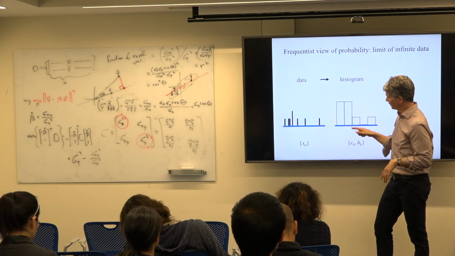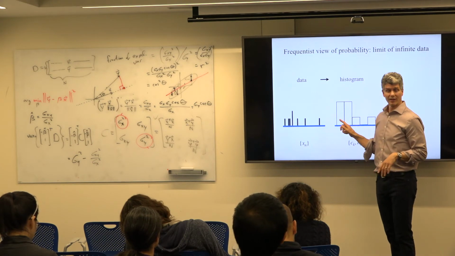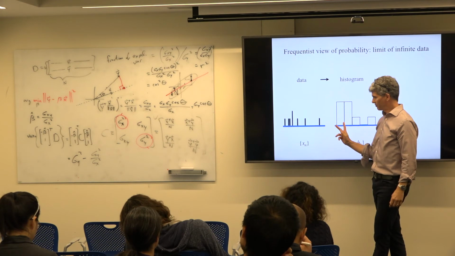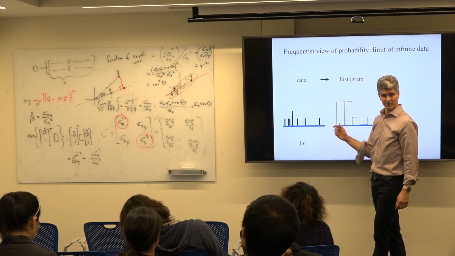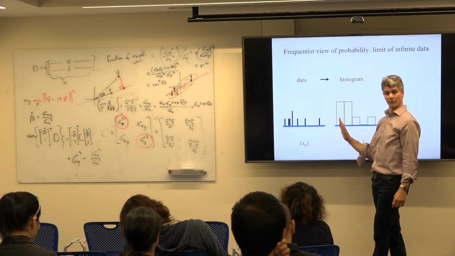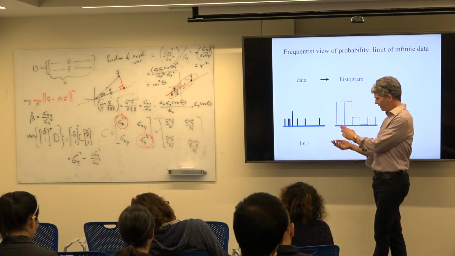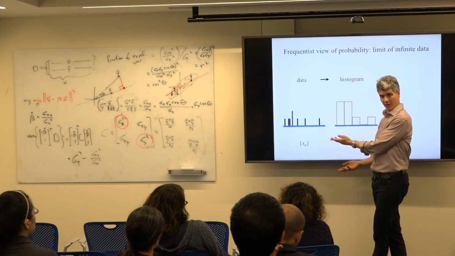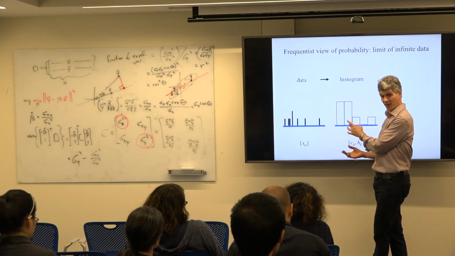What have I lost? I don't know where the data fell. I know how many data points fell in this bin, but I don't know where they are. Within this bin, it might be that they're all piled up on the left side, all piled up on the right side, all in the middle. I have no idea. Once I hand you this, you don't know within each bin where the data fell. You just know how many points fell in each bin, each bucket.